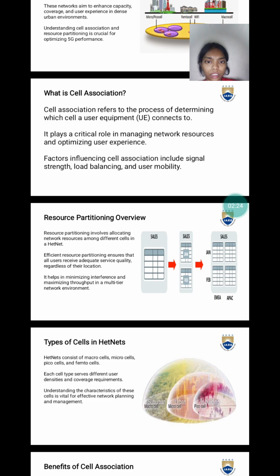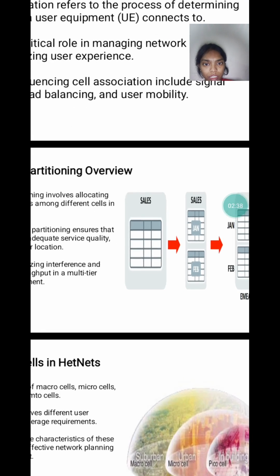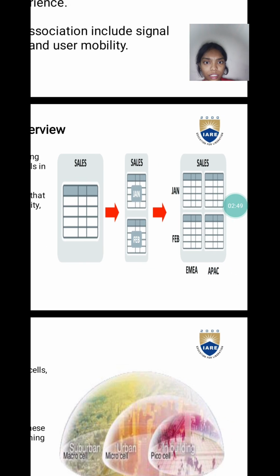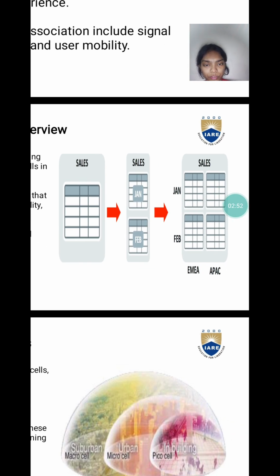Now I can see in the image that there are three different types of cells. The first picture looks like a calendar. From the first to the second there is January and February. In the second, in January we have two types, and in February we have two types. In January one type is EMEA and the second type is APAC. In February, one type is EMEA and the second type is APAC.